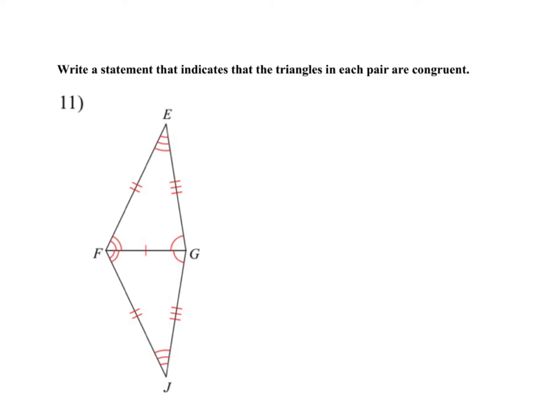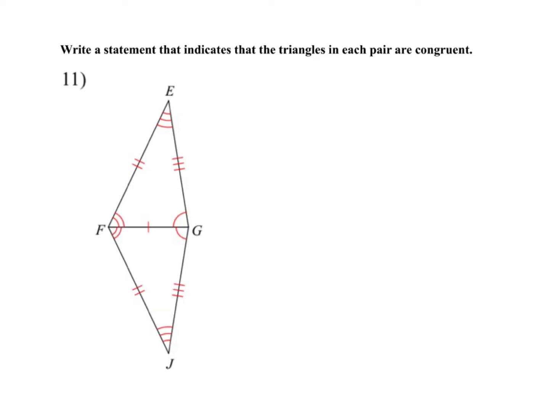Write a statement that indicates that the triangles in each pair are congruent. All right, so look at it, and you have to write the statement that is needed. The statement they're talking about is not why they're congruent. It's the 3 letters of each triangle in the order that shows that they're congruent. So you already have all the angles and all the sides there. You could use any of the theorems to say they're congruent. But it just says what's the statement. Here's what the statement is.